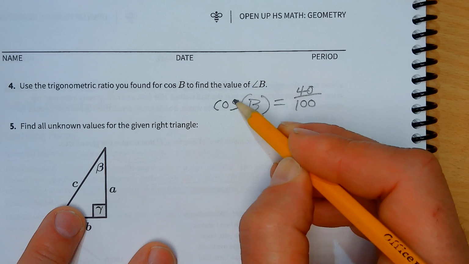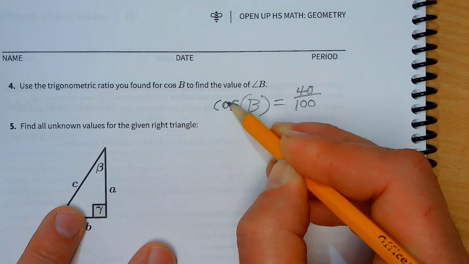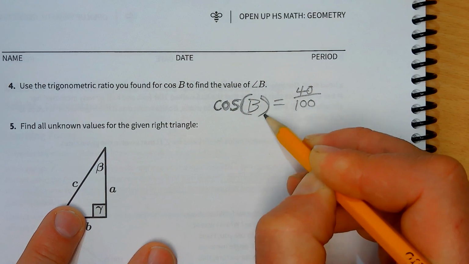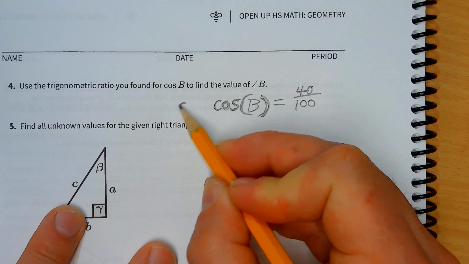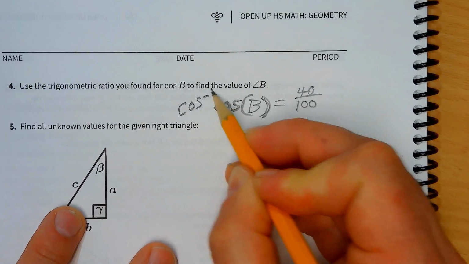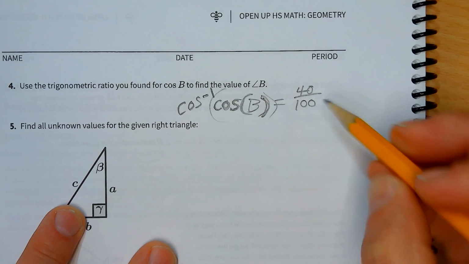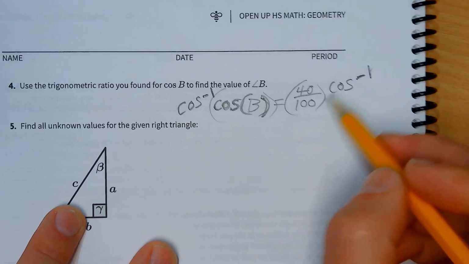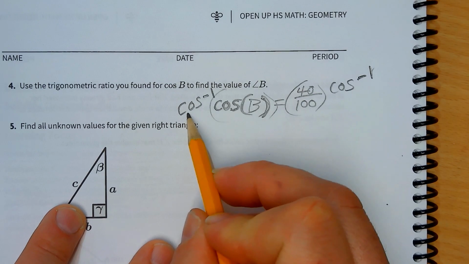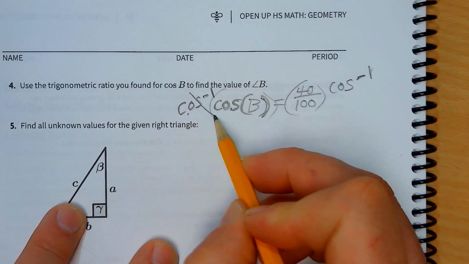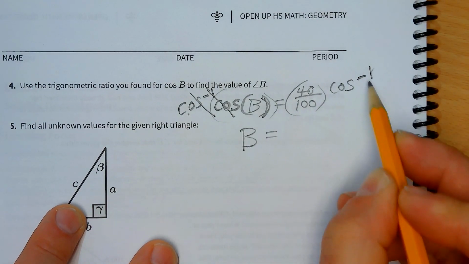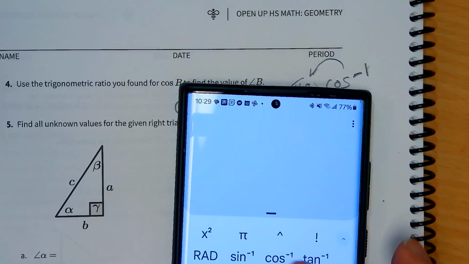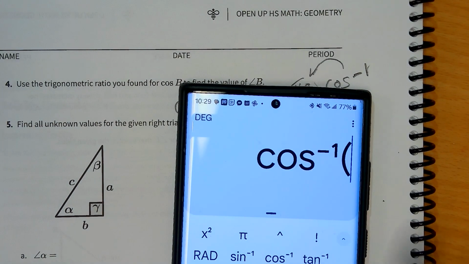Before we were just abstractly treating cosine b as some number, but now we can start thinking of it as an operation, and we can algebraically crack into it by taking the inverse of both sides. So this is like an algebra operation. Inverse cosine undoes cosine, gets us b. Inverse cosine of this number, let's find it.